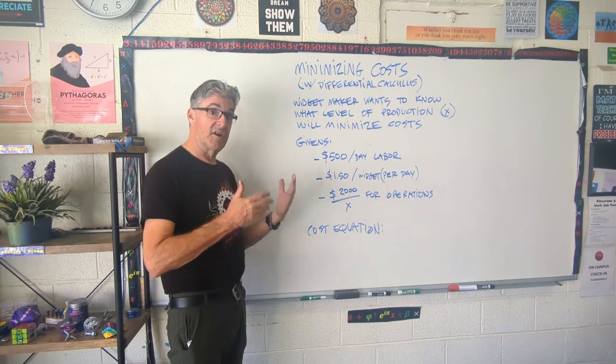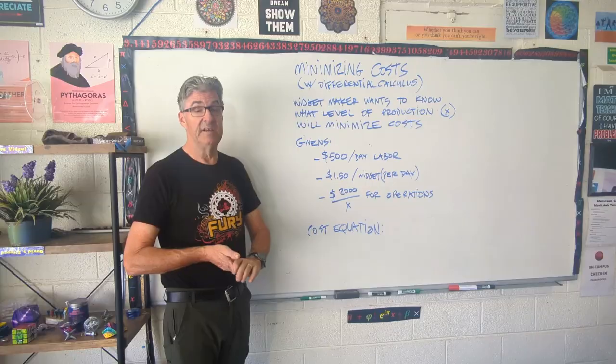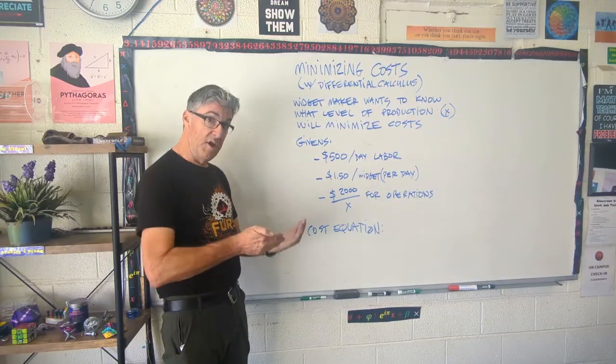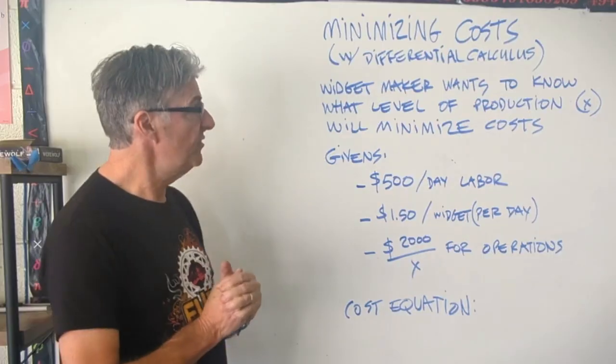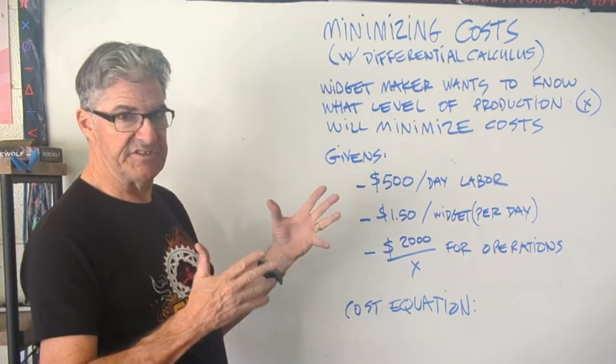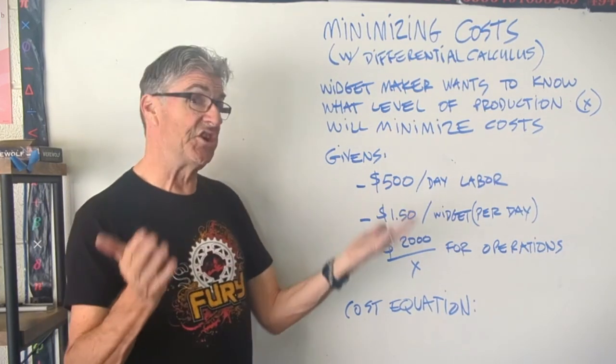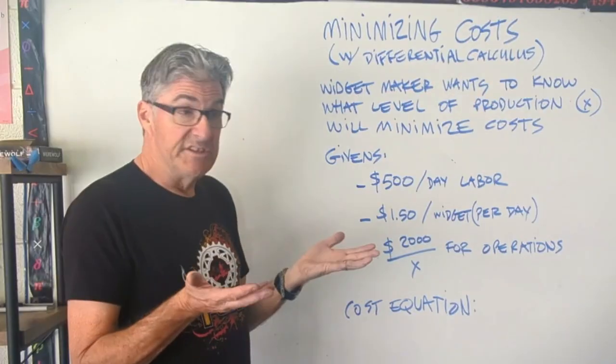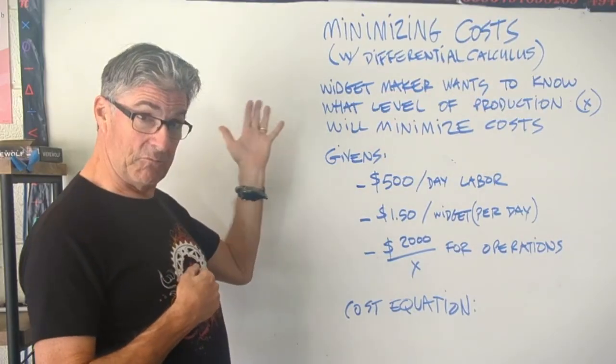Today's lesson is going to cover an example where we minimize something. We minimize costs with differential calculus. So the situation we have is we have a widget maker. They make these things called widgets. Widgets are used as a generic example. I don't really know what a widget is, but it's a thing that we make.